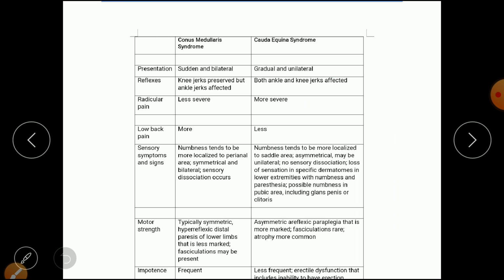So the first is about presentation. In conus medullaris the presentation of the disease is sudden and bilateral, whereas in cauda equina syndrome it is gradual and present only unilateral. So remember, here it is bilateral and here it is unilateral. Now we talk about the reflexes.